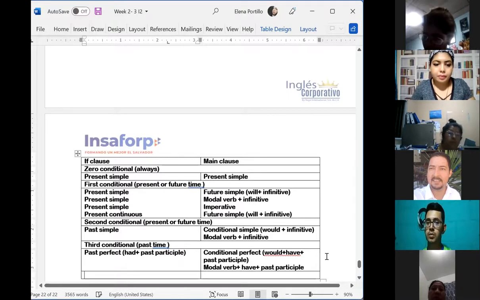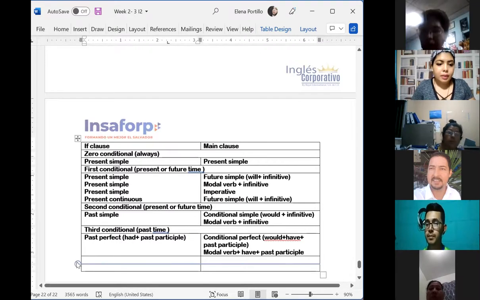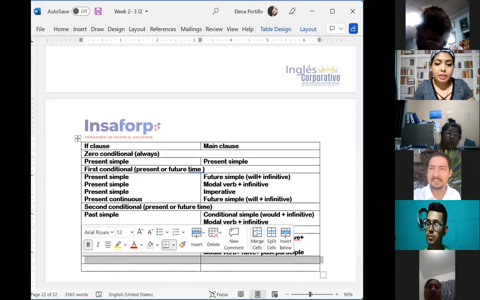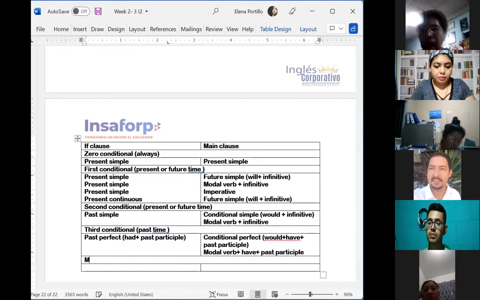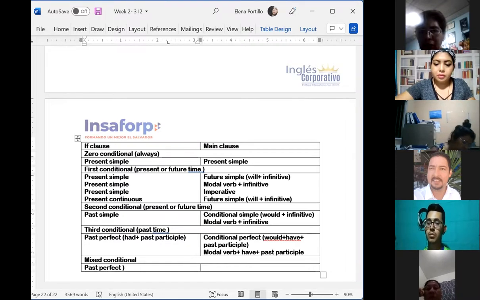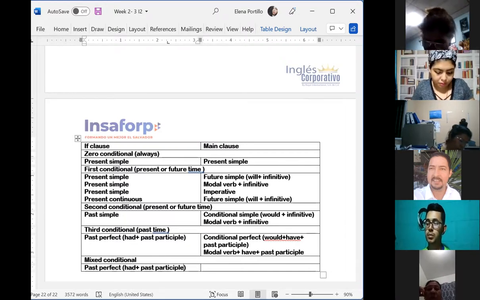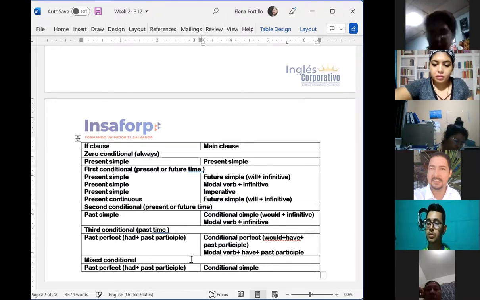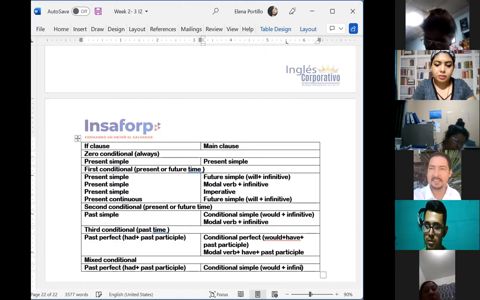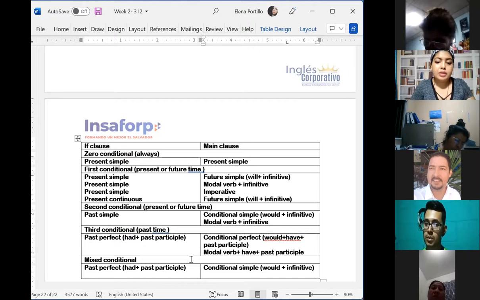And the last one that we have is the mixed conditional. So here we have past perfect, that is the had plus past participle, and here we have conditional simple. That is the will plus infinitive. And modal verb plus infinitive.